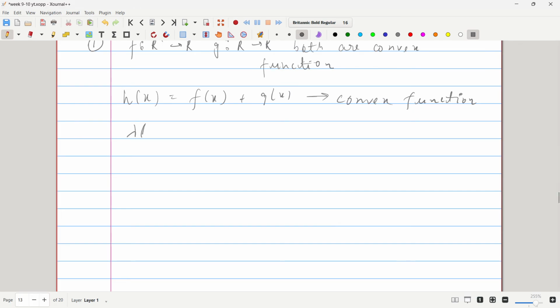This is the first property. You can write it as lambda times h of x1 plus (1 minus lambda) times h of x2. Okay.